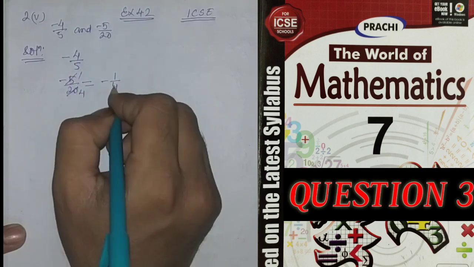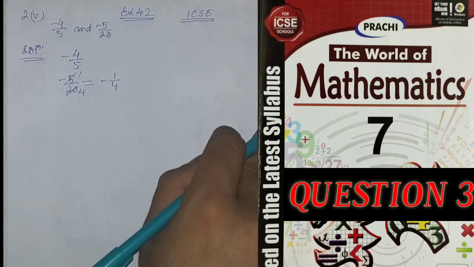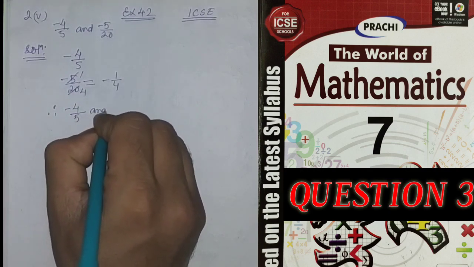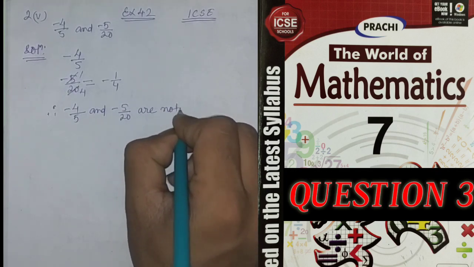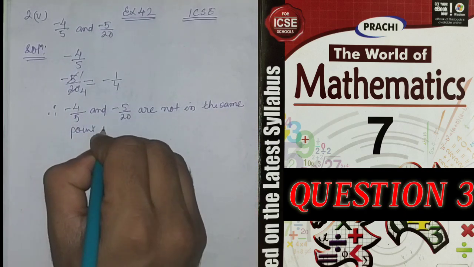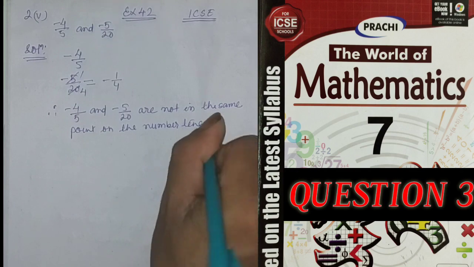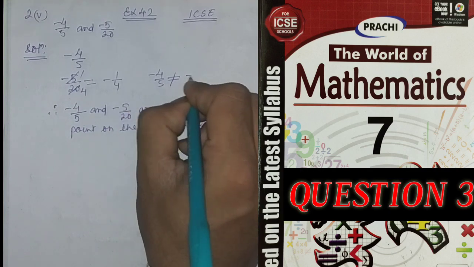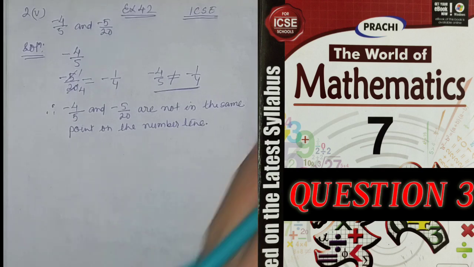देखिए इसका डिनोमिनेटर, दोनों का साइन नेगेटिव है, लेकिन न्यूमरेटर डिनोमिनेटर दोनों अलग अलग है, इसलिए ये अलग अलग पॉइंट को रिप्रेजेंट करेगा. सो वी कैन राइट हियर द रेशनल नंबर्स -4/5 एंड -5/20 are not in the same point on the number line, ओके. क्योंकि ये -4/5 और -1/4, -4/5 इज नॉट इक्वल टू -1/4, इसीलिए ये नंबर लाइन में एक जगह पर एक पॉइंट को रिप्रेजेंट नहीं करेगा.